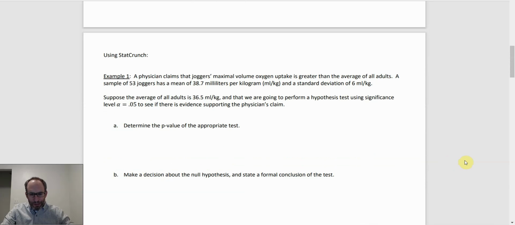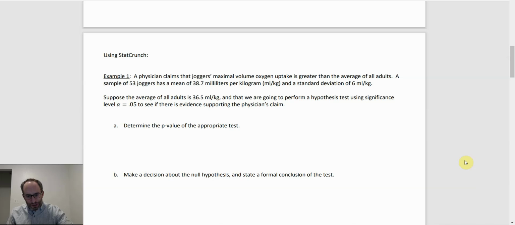All right, so starting off with the examples. A physician claims that a jogger's maximal oxygen uptake is greater than the average of all adults. A sample of 53 joggers had a mean of 38.7 milliliters per kilogram, standard deviation of 6. And then suppose the average of all adults is 36.5, and we want to perform a hypothesis test using the conventional significance level of 0.05 to see if there's evidence supporting the physician's claim.